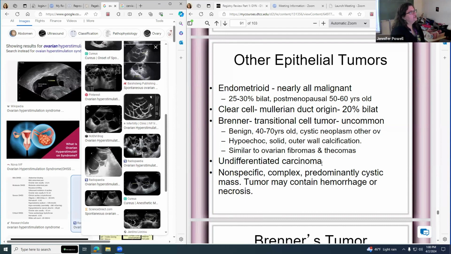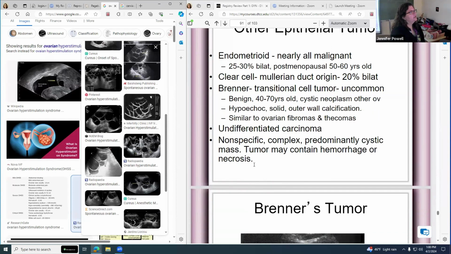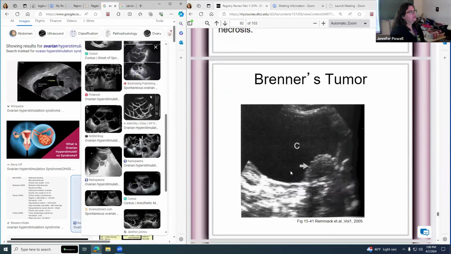It's an undifferentiated carcinoma. Nonspecific, complex, predominantly cystic mass. Tumor may contain hemorrhage or necrosis. And this is a Brenner's tumor. So it is a growth on the wall of an otherwise anechoic cyst. You can tell it has calcifications because of the shadowing.